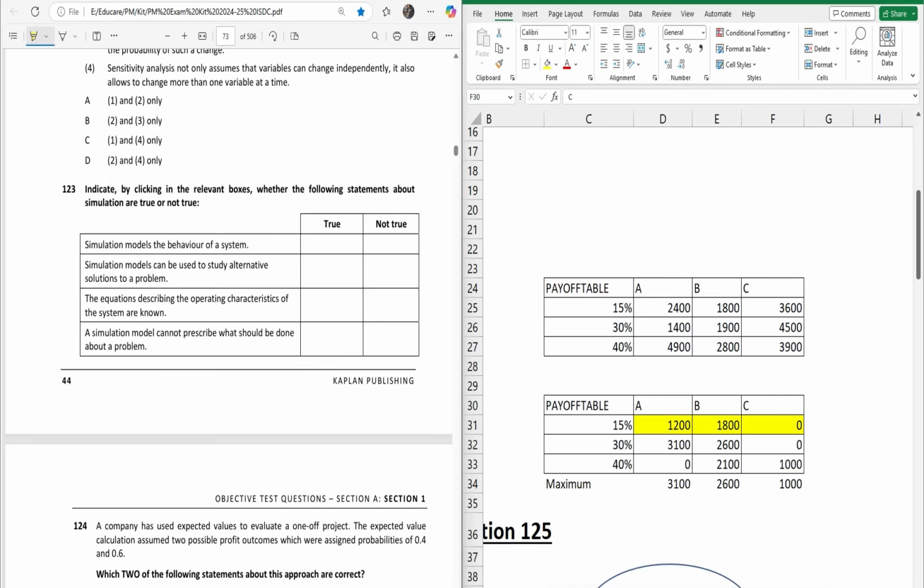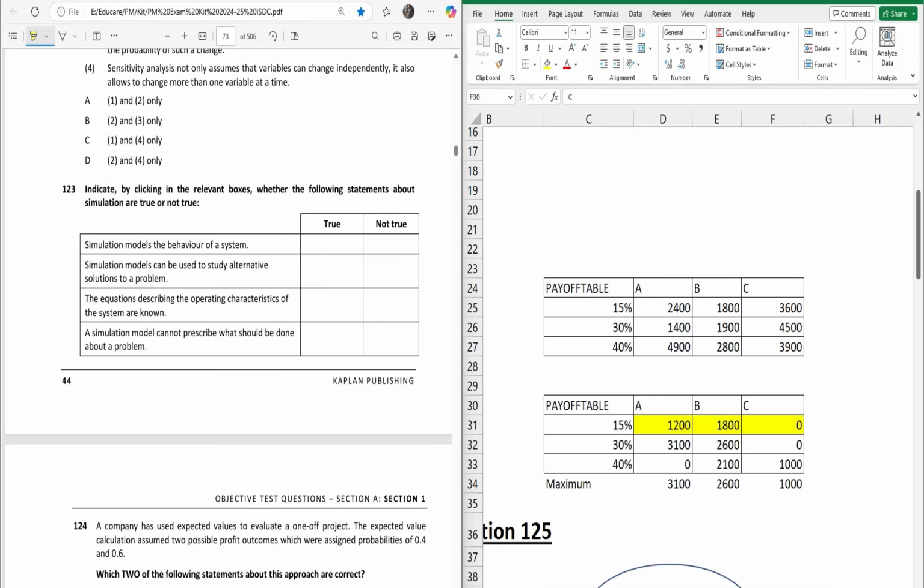Then the third one: equations describing the operating characteristics of the system are known. This says we must know the exact formulas or maths for how the system works, but it is not always true. In simulation, we randomly choose numbers, or we often use estimates, not exact formulas or equations, right? So that's why it's incorrect.